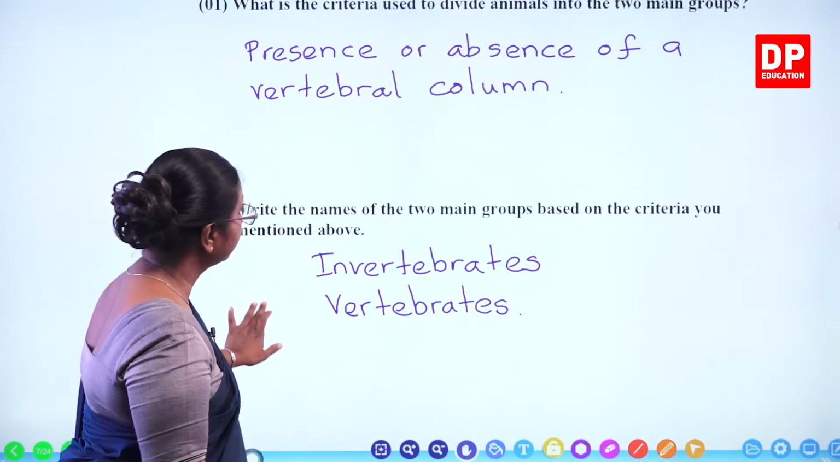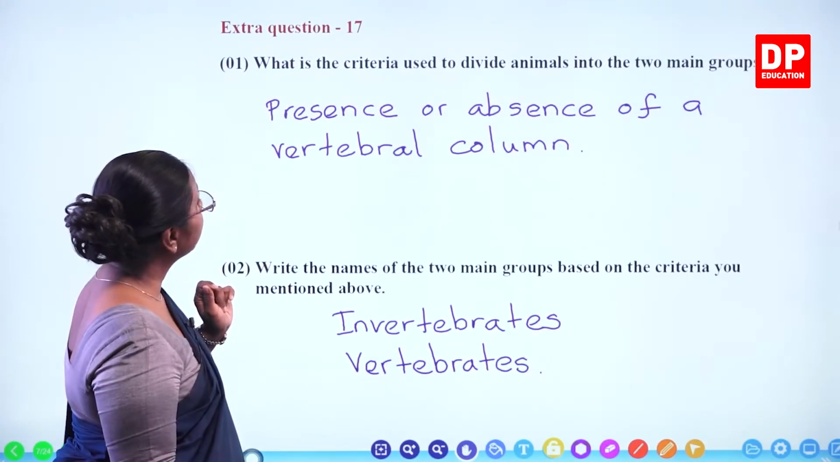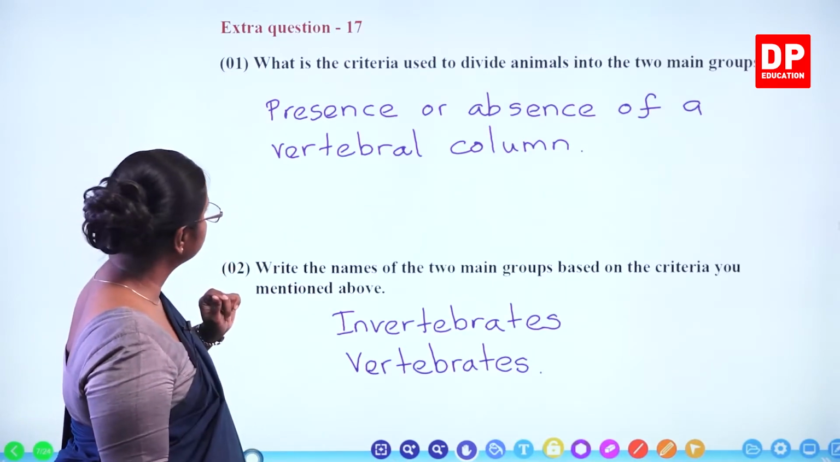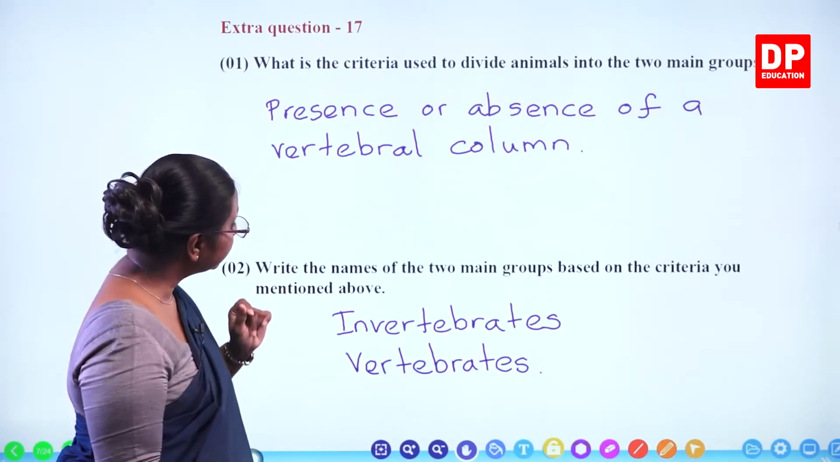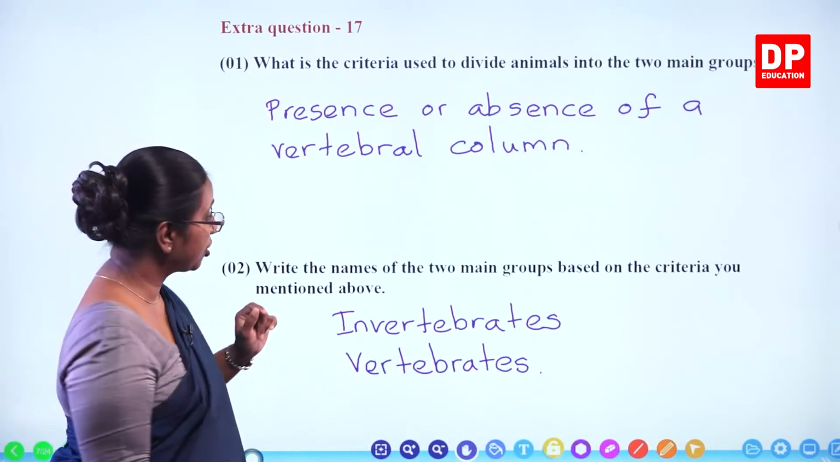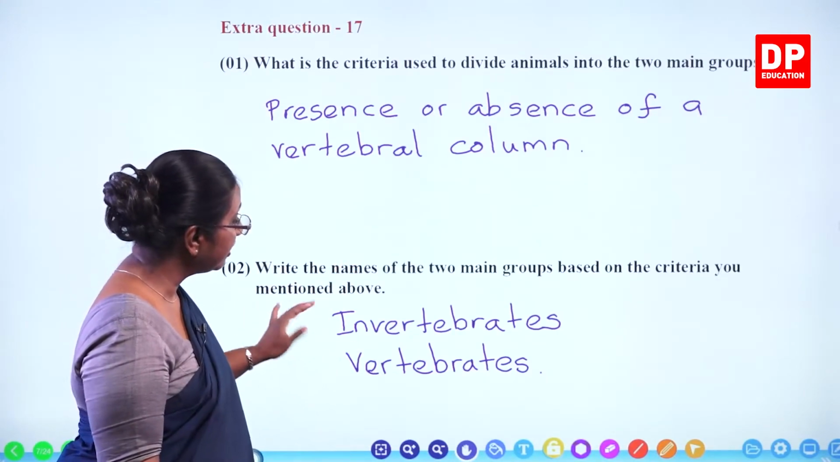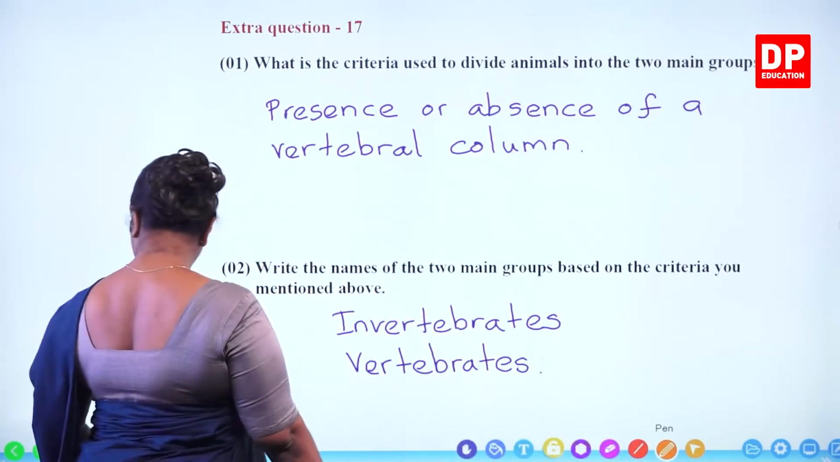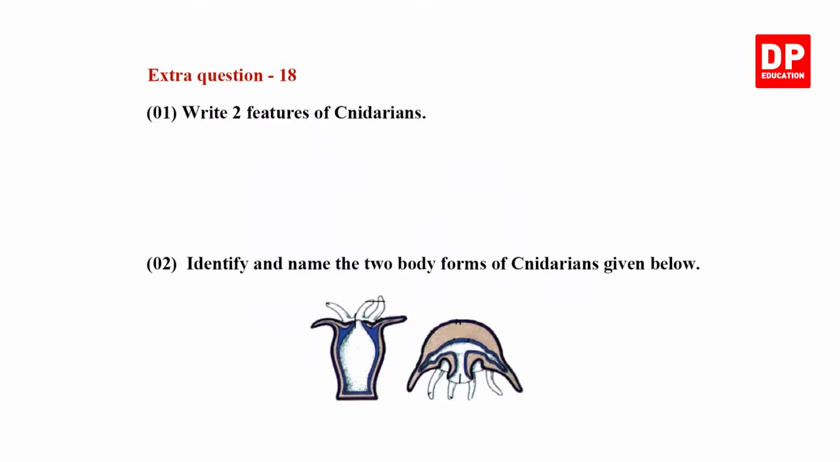If we look at the two questions again, what is the criteria used to divide animals into the two main groups? Presence or absence of a vertebral column. And write the names of the two main groups based on the criteria you mentioned above: invertebrates and vertebrates. I will move on to the next question. Extra question 18. Write two features of Nidarians.